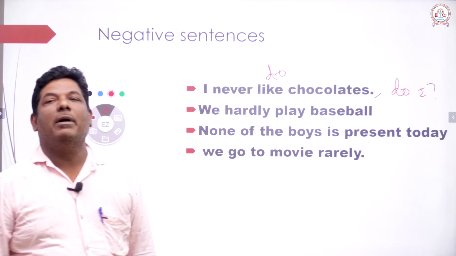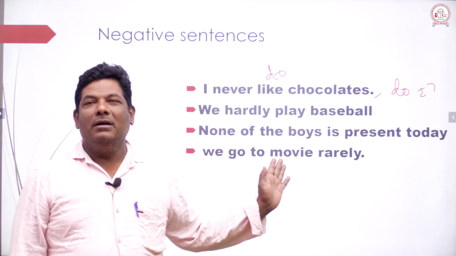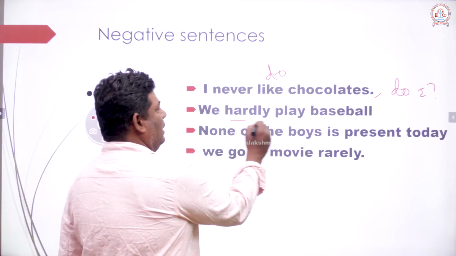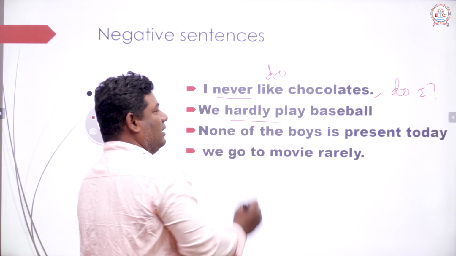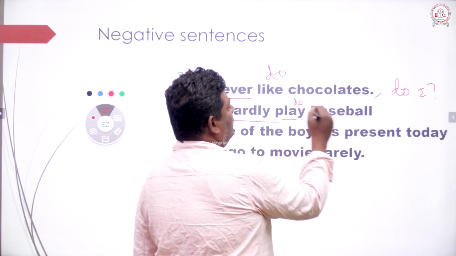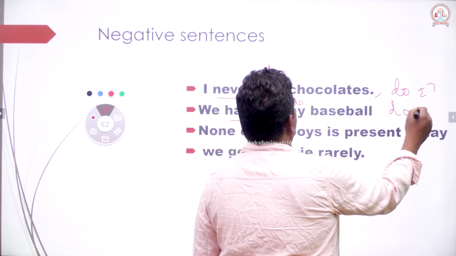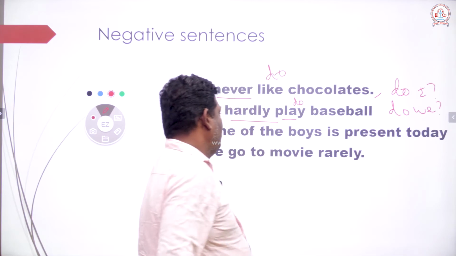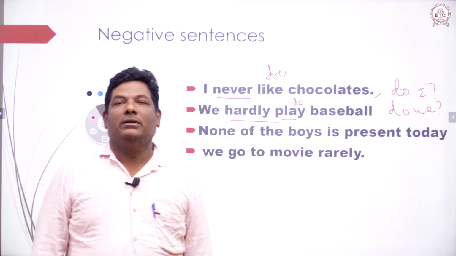I hardly play baseball, right? It's also negative. Hardly is a negative sentence. Never is a negative sentence. So, here do is the auxiliary verb. So, do we. None of the boys is present today.